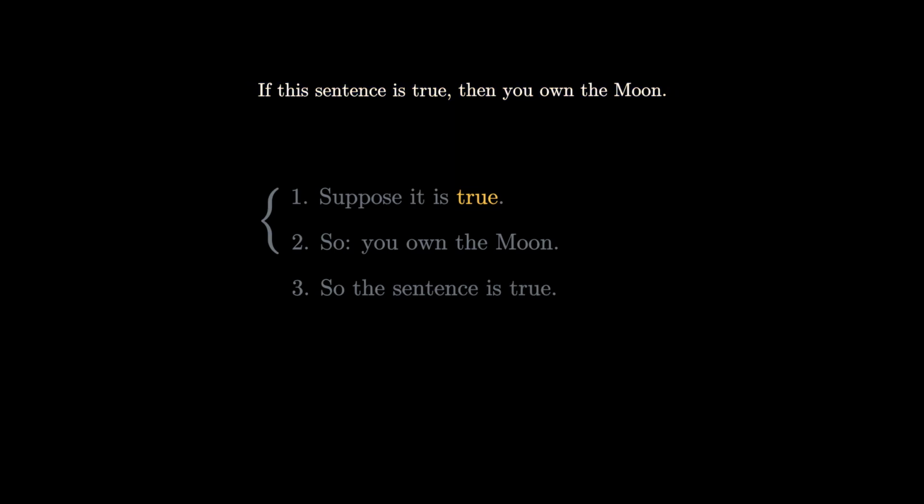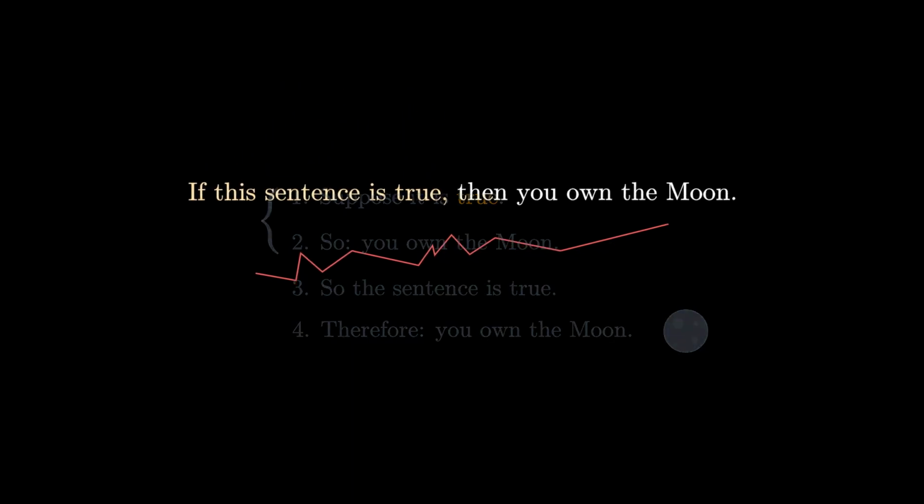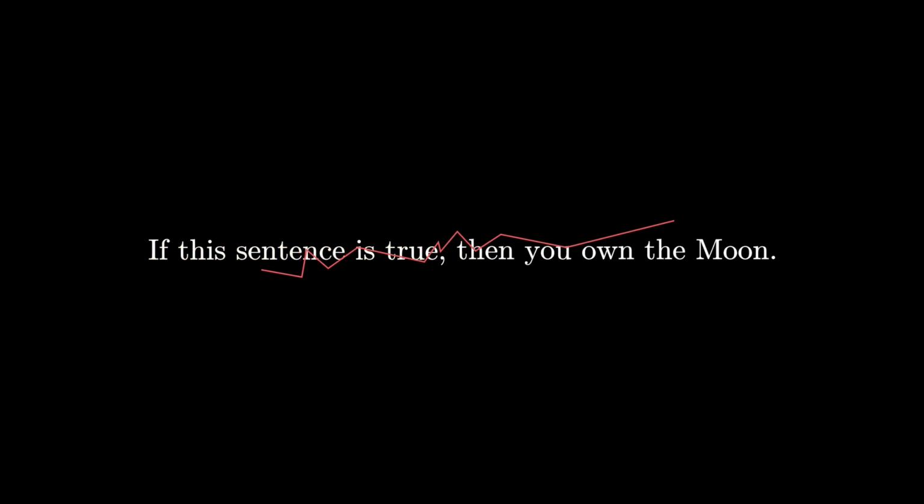But now we know it is true. And a true if-then, with a true front half, hands you the back half. You own the moon. Every one of those steps is legal. Exactly one of them is not. By the end of this, you will know which one, and you will be able to say why.